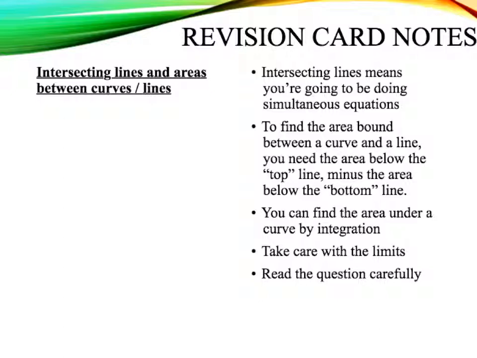Okay, as ever, at the end of these video sessions we have a little revision card note. Be really careful on this one with intersecting lines and areas between curves and lines. There's a lot to think about. Intersecting lines means we're going to be using simultaneous equations. To find an area bound between a curve and a line, we're going to use the area of the top line minus the area of the bottom line.